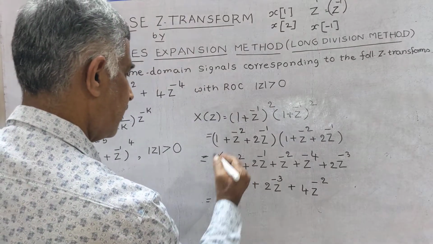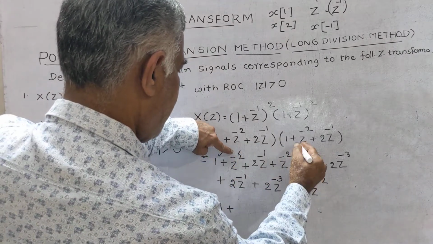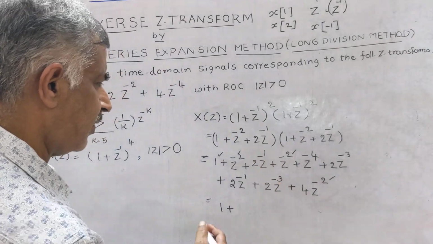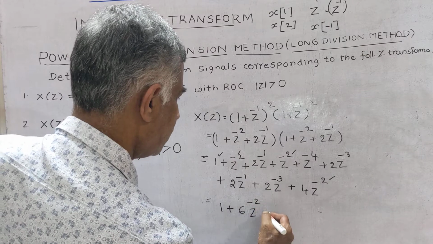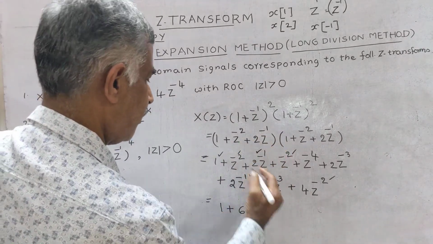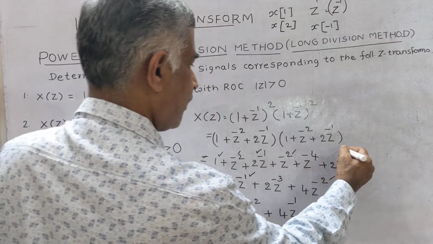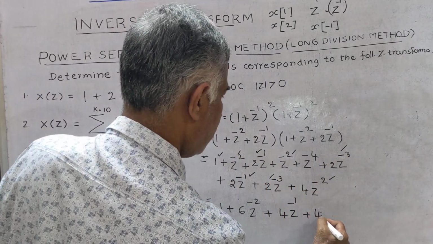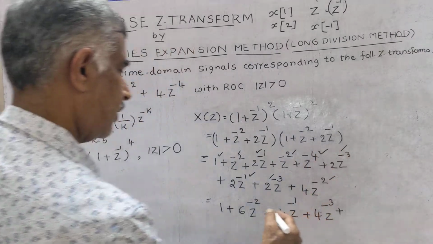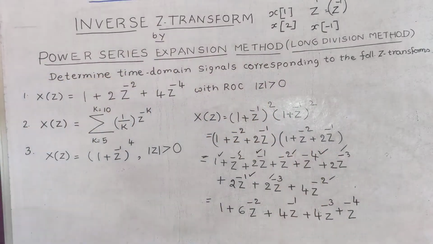Now simplifying, 1 plus z to the power of minus 2, z to the power of minus 2, z to the power of minus 2. That is 1 plus 1 plus 4, that is 6 z to the power of minus 2. Then z to the power of minus 1 terms, 2 plus 2, that is 4 z to the power of minus 1. Then 2 plus 2, 4 z to the power of minus 3, plus z to the power of minus 4. Only one term is here for z to the power of minus 4.